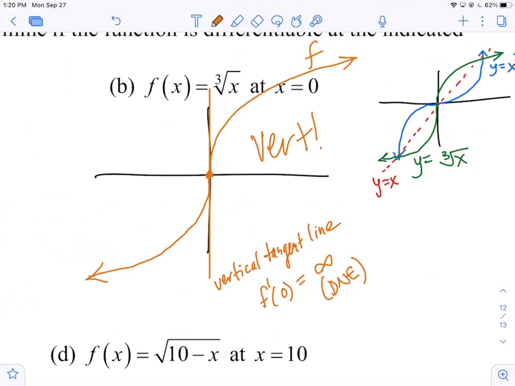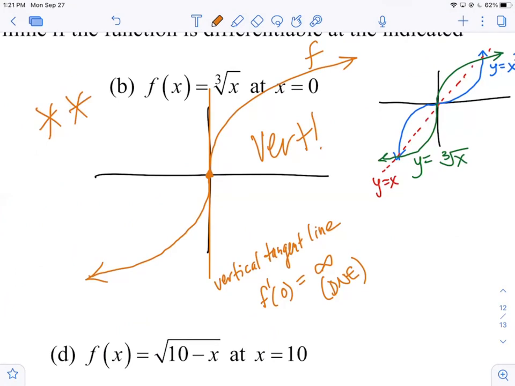So this is the one that you have to be careful about. Vertical tangents are smoothly connected, aren't they? But they're vertically smoothly connected. Vertical is off limits, right? We can't go vertical here because the slope is undefined. So this one you have to be really careful about. Be on the lookout for this. It's smoothly connected, but it's a vertical tangent line.